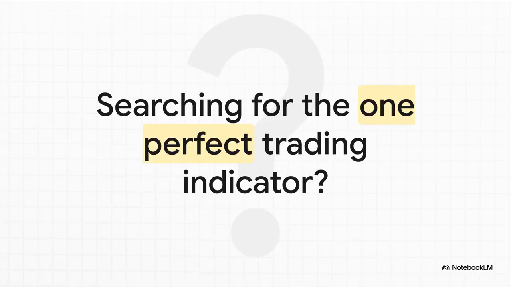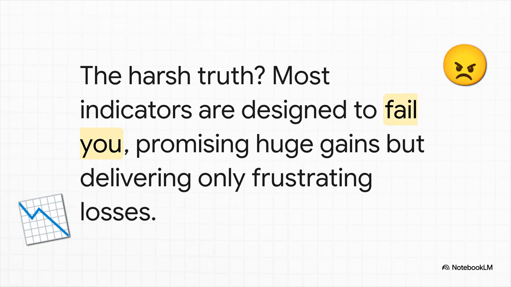So, let's start with something we've all done, right? The endless search for that one holy grail indicator. You know the one I'm talking about, the one that's supposed to print money, give you consistent wins, and just make everything easy. We've all gone down that rabbit hole. But, here's the tough pill to swallow. Most of those indicators, they look amazing on paper, but when you actually try to use them, they just fall flat. It leads to all these frustrating losses, and that feeling like, what am I missing?